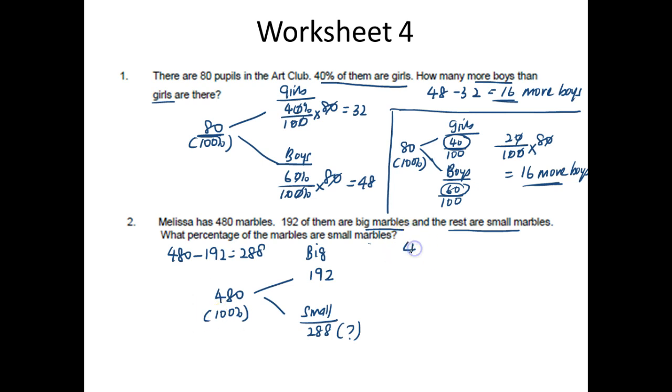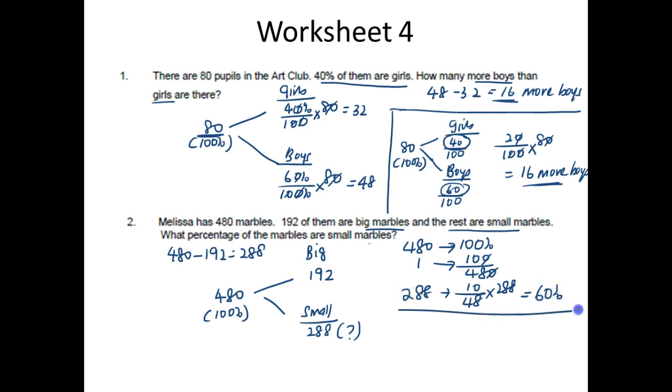I want how many percent. So 480 is my 100%. 1% would be 100 out of 480. And I want to find 288. So 10 out of 48 times 288. The answer is 60%. Alternatively, I take 288 out of 480, which is my whole, times my 100%. My answer would also be 60%.